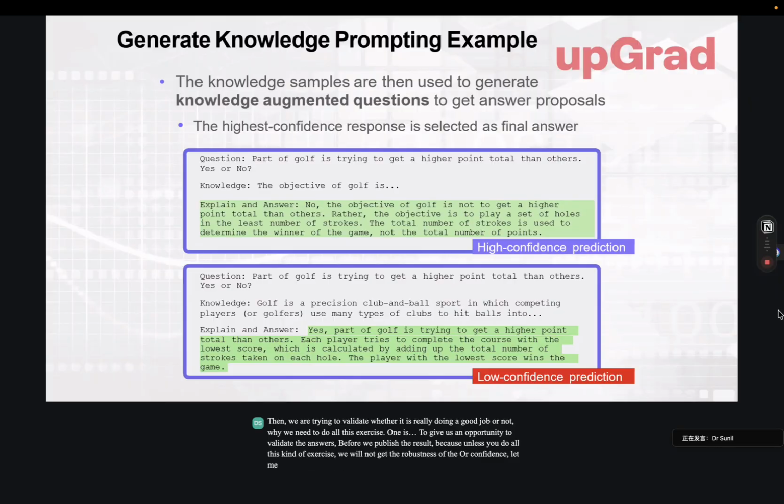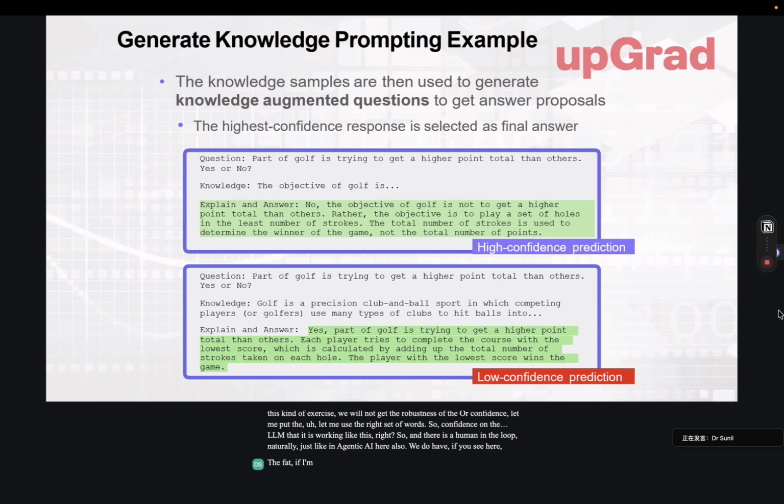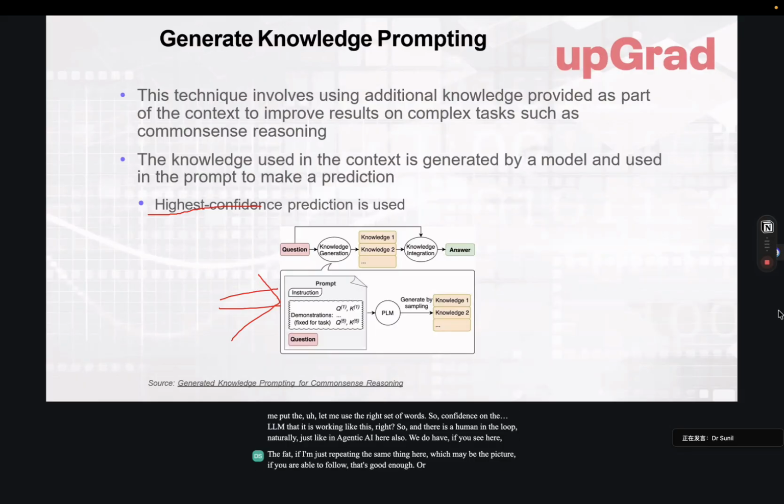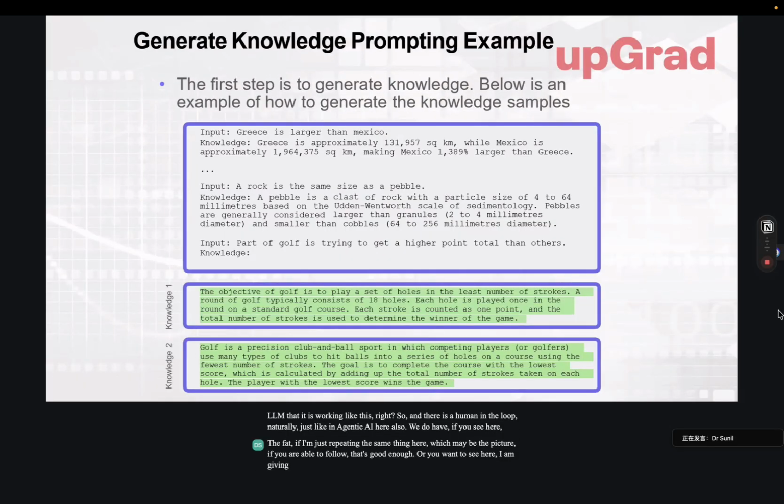Let me use the right set of words. So confidence in the LLM that it is working like this, right? And there is a human in the loop naturally, just like in agentic AI, here also. If you see here, the path, I'm just repeating the same thing, which may be the picture, if you are able to follow, that's good enough. Or if you want to see here, I am giving some input knowledge first. Based on that, I'm trying to generate the knowledge samples. Yes, I do have samples now.